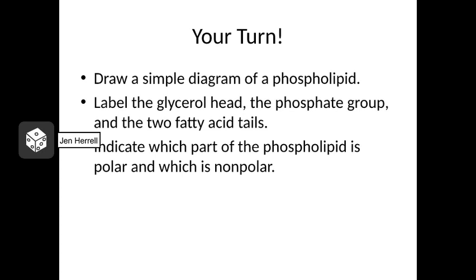I'd like you to take a moment and make a simple drawing of a phospholipid. Again, you don't have to draw in all the little atoms. I'm just looking for the shape. Once you've got your molecule drawn, I'd like you to label the glycerol and the fatty acids, and I would also like you to tell me which portions of the molecule are polar and which portions are nonpolar. Bring your work to class with you.